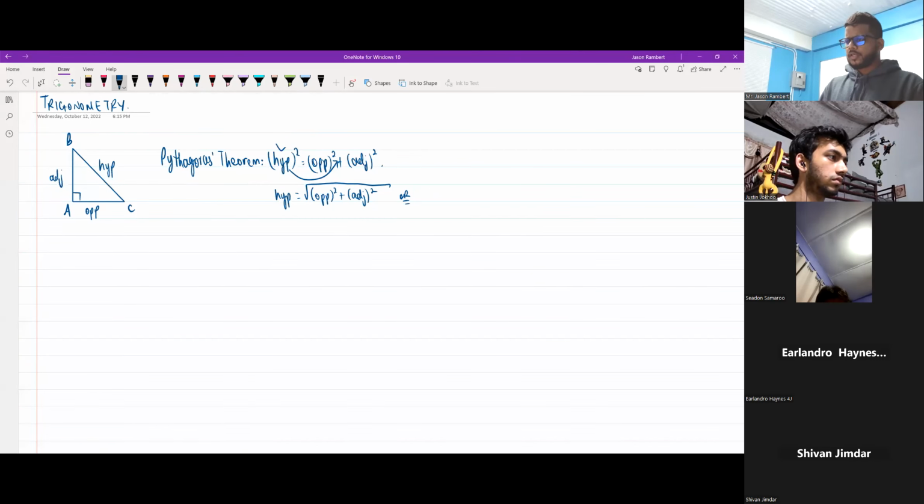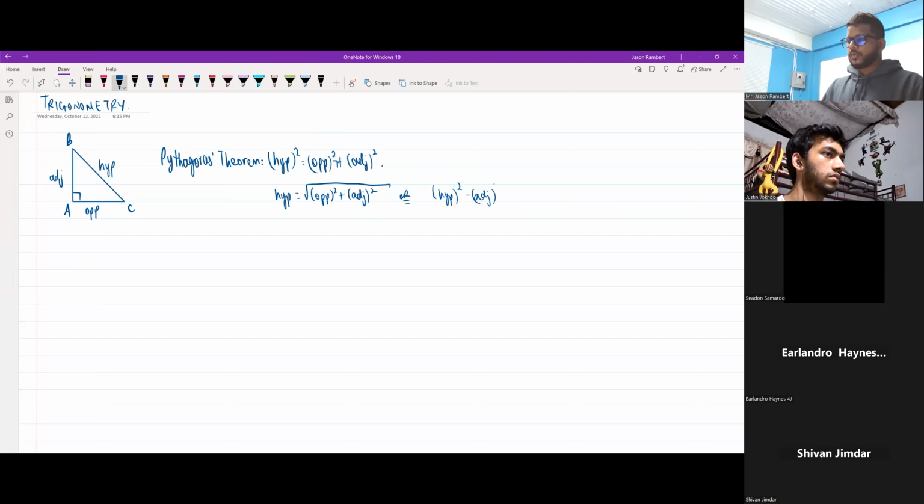I'll just move the adjacent to make opposite the subject of the formula, right? So I'll remain with positive numbers. When I move across the adjacent, I'm going to get the hypotenuse squared, take away the adjacent squared, is equal to the opposite squared. Yeah. Again, if I want the opposite alone, the opposite is going to be the square root of the hypotenuse squared, take away the adjacent squared.